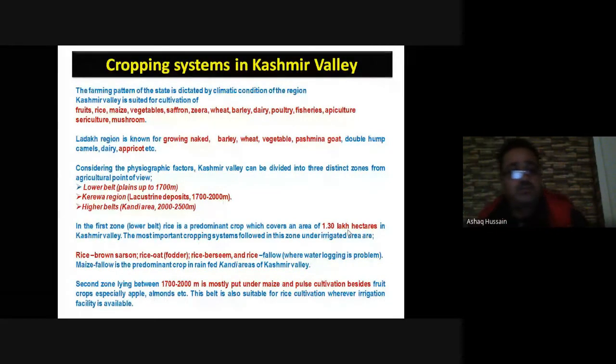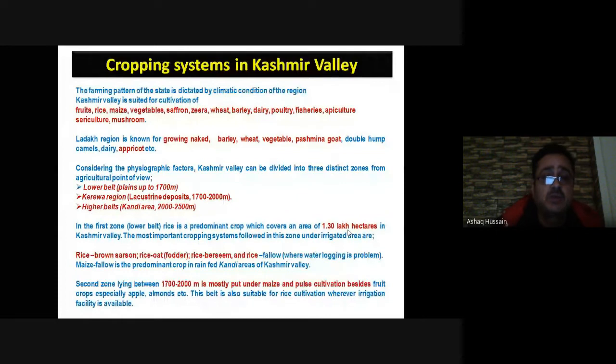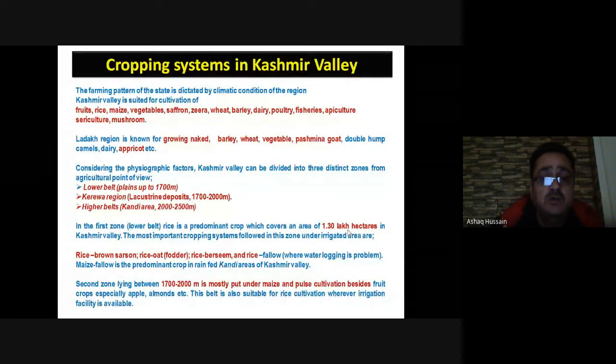Then what are the different crops that are grown in this plain region? The plain belt grows rice, and then sarson, that means Brassica campestris or rapa, that is brown sarson. And in some areas people also grow oats and barseem as fodder crops. So 1.3 lakh hectares is occupied by rice alone. Rice-brown sarson, rice-oats, and rice-barseem are the main cropping systems of the Kashmir Valley.